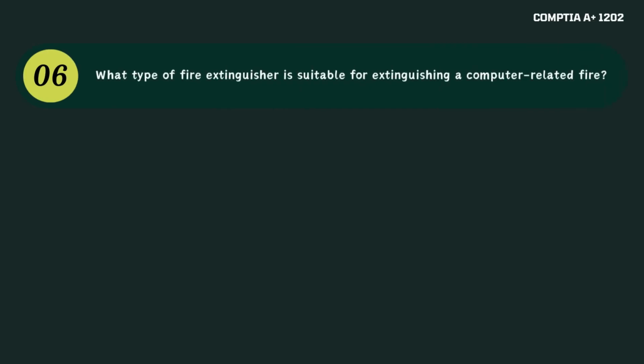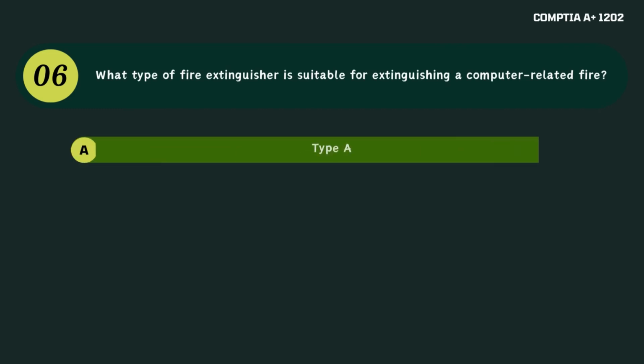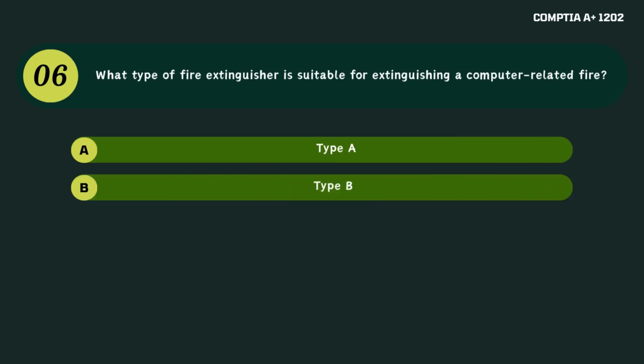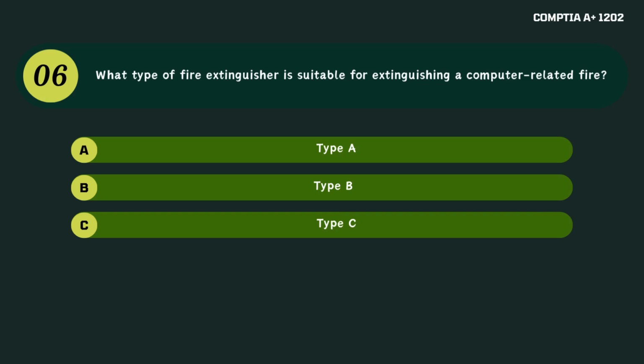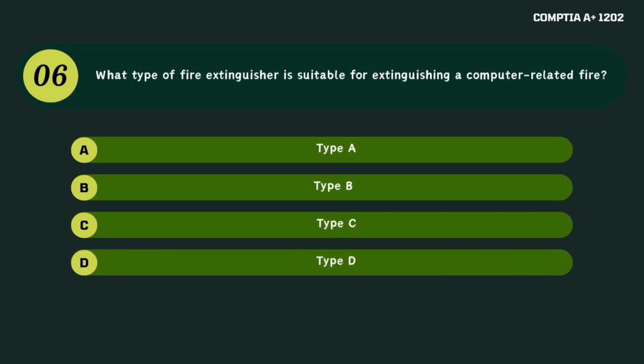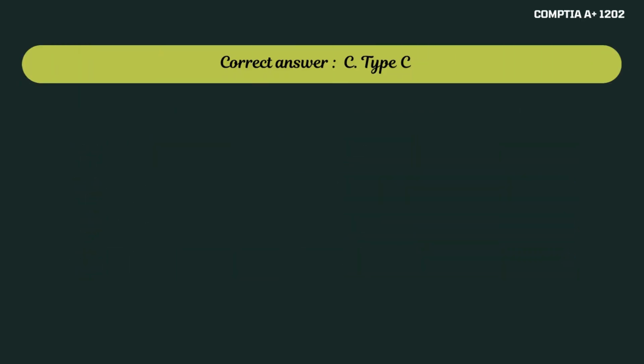Question 6. What type of fire extinguisher is suitable for extinguishing a computer-related fire? A. Type A. B. Type B. C. Type C. D. Type D. Correct answer, C. Type C.